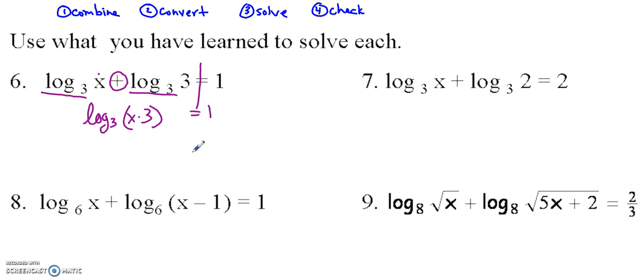Then I'm going to convert. So I'm going to convert this logarithmic equation into an exponential equation. Why? So that I can get this x here out of the log. So I'm going to write this as 3 to the first power equals 3x. 3 equals 3x, and now I just have an equation I can solve. Step 3, solve. Divide by 3, x equals 1.